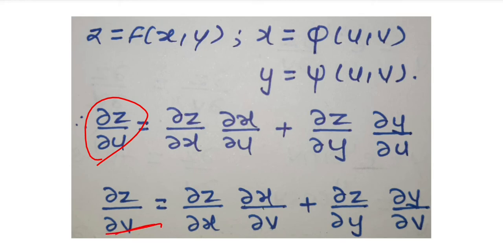Again, if we want to find the value of delta z upon delta v, then we can write delta z upon delta x into delta x upon delta v plus delta z upon delta y into delta y upon delta v. Okay, first we will differentiate z with respect to x, and then x with respect to v. Then we will differentiate the z with respect to y, and we will again differentiate this y with respect to v. Okay, that is the procedure. Okay, take a screenshot of this slide also, it is also important for you.